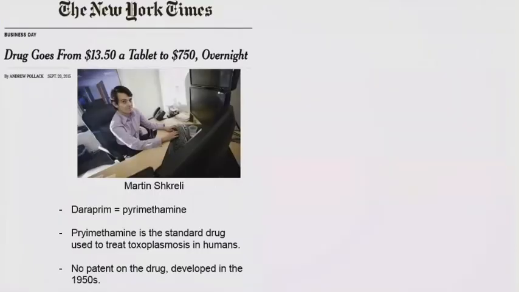Now, you may have heard of Toxoplasma in the news the past couple of years. If you recognize this guy as Martin Shkreli, he's actually, I think, in prison right now for another scheme that he had. But at one point, he bought a company that made the only drug approved for Toxoplasma in the United States called Daraprim. And at the time, they were selling Daraprim for, I think, $1 a pill. And he jacked it up to $13.50 a pill.